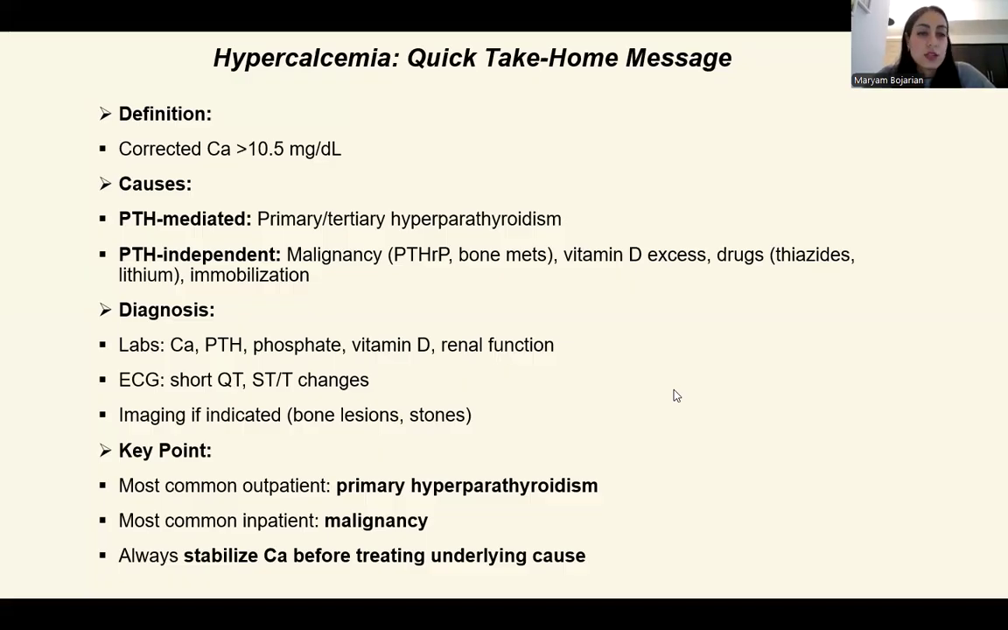The EKG finding is a short QT interval, and it's really important to monitor the patient. The most common cause of hypercalcemia in the outpatient setting is primary hyperparathyroidism, and in the inpatient setting, unfortunately, it is malignancy. Hypercalcemia of malignancy is rapid and severe, usually more than 12 to 13 milligrams per deciliter. And always make sure that your calcium level is back to normal before treating underlying causes.